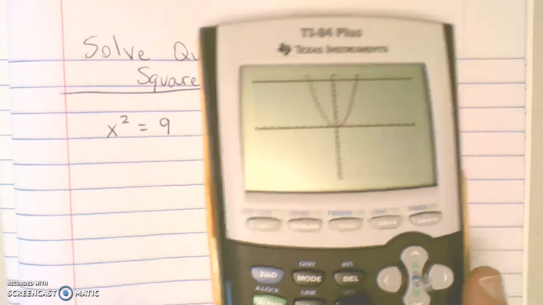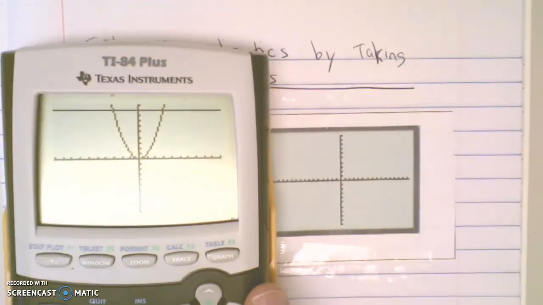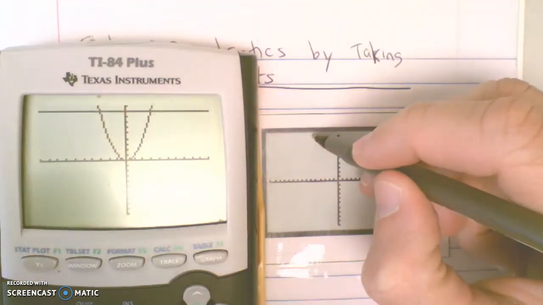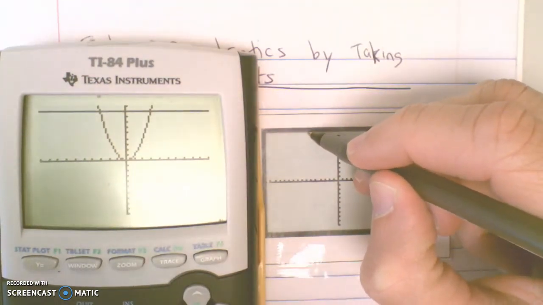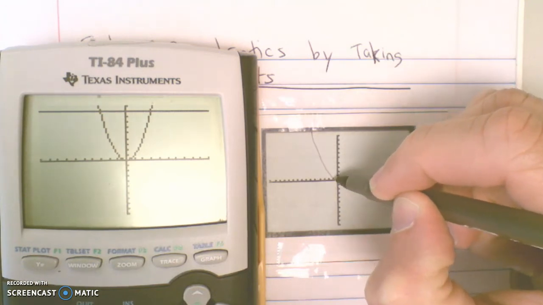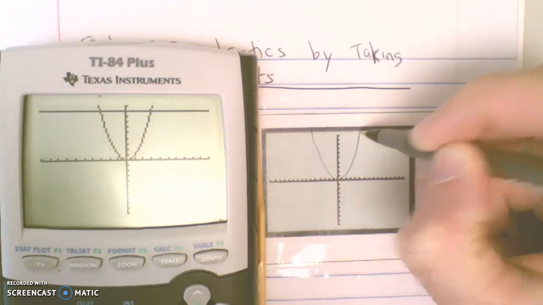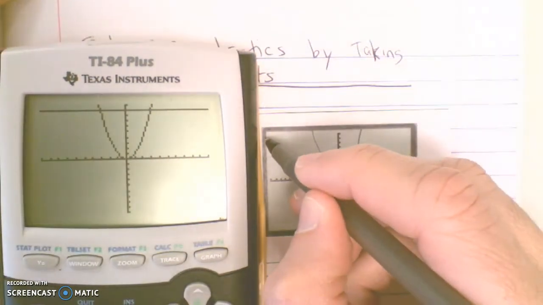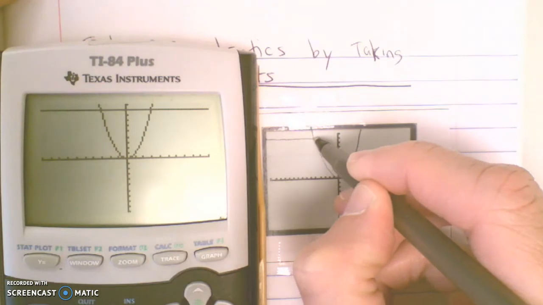So I'm going to sketch this graph on my paper. It's not to be perfect, I'm just kind of getting a sketch of it. And then I'm going to draw a line through 9.